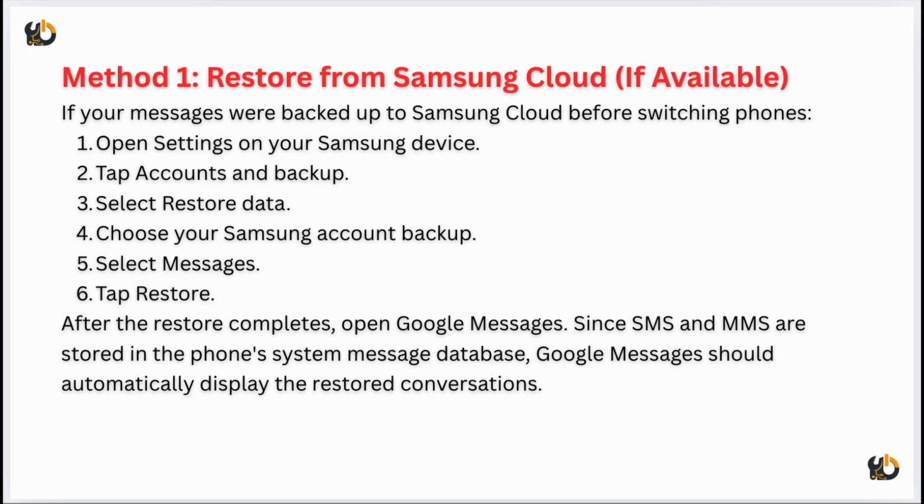So if your messages were backed up to Samsung Cloud before switching phones, you can open the settings on your Samsung device, tap Accounts and backup, then select Restore data and choose your Samsung account backup. Then you can select Messages and tap Restore.